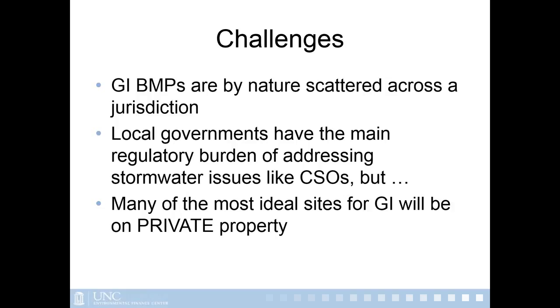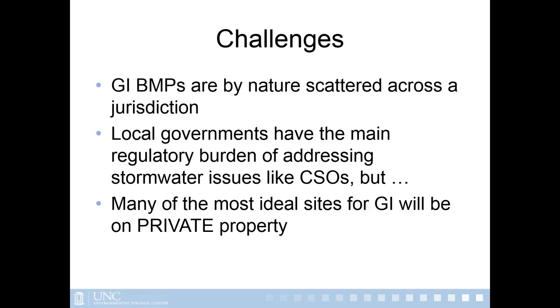And that scattered nature makes installation and operation and maintenance a little bit more difficult, since the sites are all over the place. In many cases, cities and counties are installing green infrastructure on their own lands and buildings, on streets and sidewalks, parks and rooftops, for instance. However, an effective green infrastructure program will include many sites that are ideal for GI projects that are on private property. So getting private landowners to take actions that would benefit the public overall is tough, and that's a little bit of a challenge that we hope that we can sort of address today.